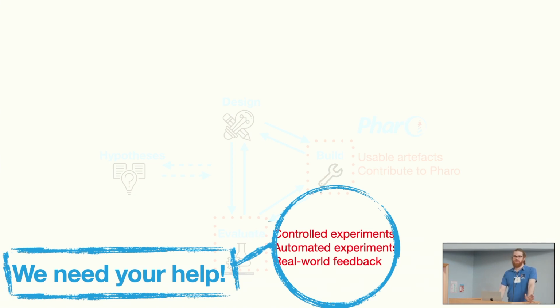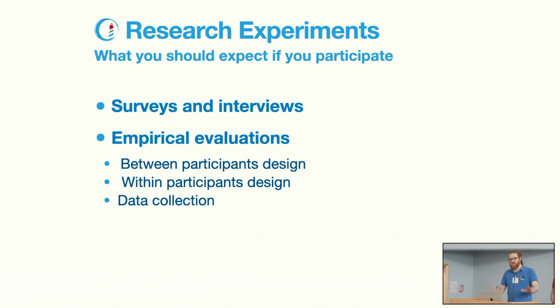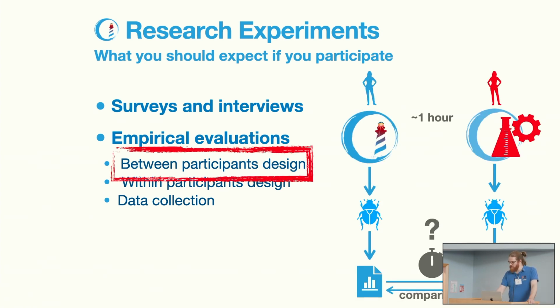So, if you participate in one of our experiments, I just want to summarize what you should expect. If you want to participate, you can take part in surveys and interviews. You can also participate in practical experiments. There are three kinds of experiments that we do. In the first one, we divide the participants into two groups. The first group uses the standard Pharo tools to solve a set of bugs, and then we collect data. The second group uses the prototypes, solves the same bugs, and then we compare the data. We try to see if one is better than the other and try to understand why.